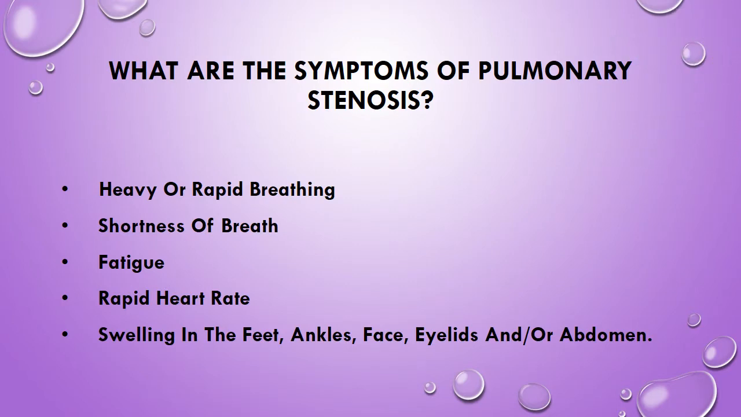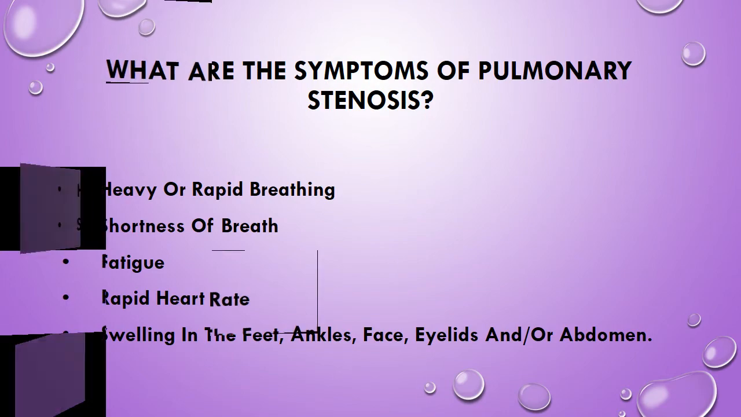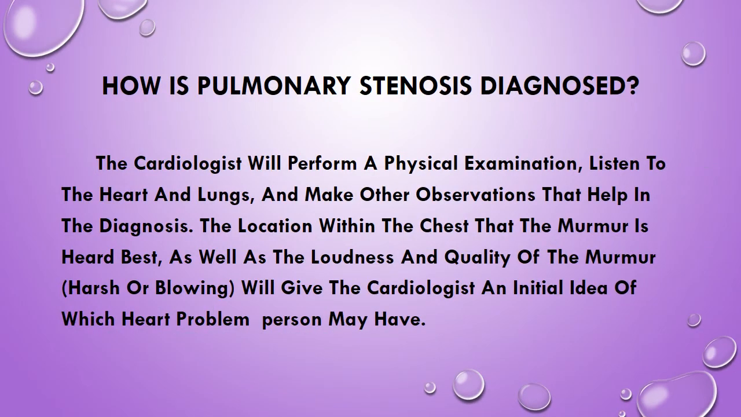What are the symptoms of pulmonary stenosis? Because the patient will not be getting an adequate amount of blood to the lungs for normal pumping, there will be rapid breathing, shortness of breath, fatigue, rapid heart rate, and as a result of right ventricular failure and right ventricular hypertrophy, there will be swelling in the feet, ankles, face, eyelids or abdomen. How is pulmonary stenosis diagnosed?